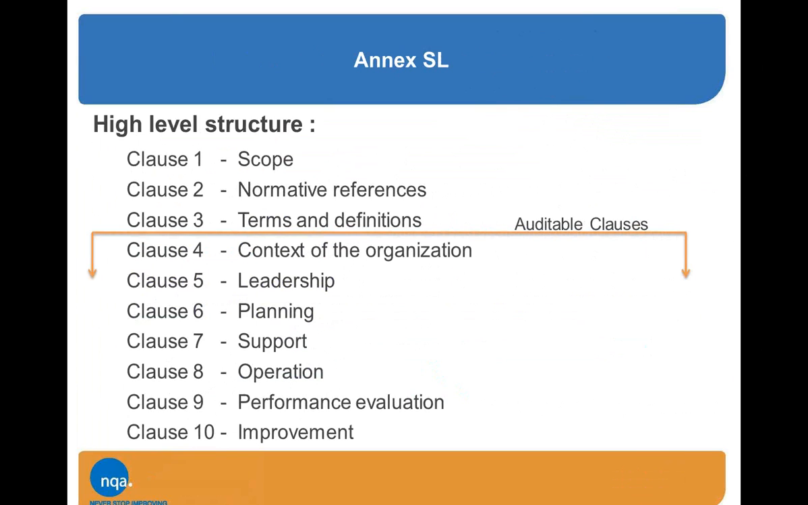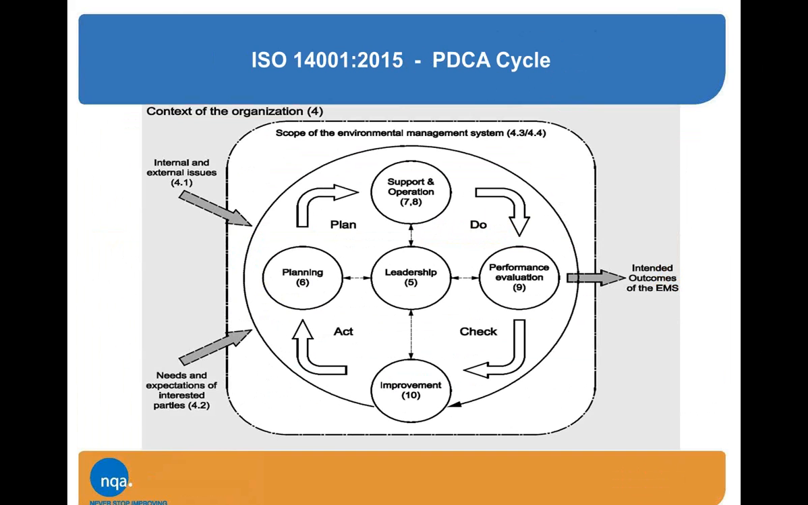A little bit of confusion sometimes creeps in on clause 1, because clause 1 refers to scope. It does not refer to the scope of your management system. We'll come on to that shortly. Clause 1 refers to the scope of the standard itself, and it sets the scene about why the standard is there and talks about the expected outcomes, etc. So we're going to have a look through the 7 main auditable clauses, starting with the context of the organisation.